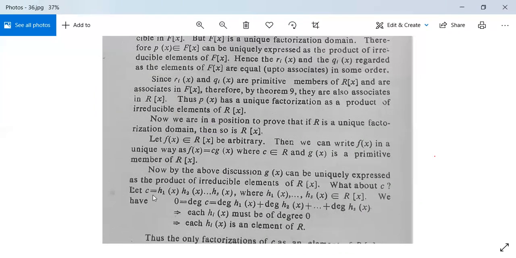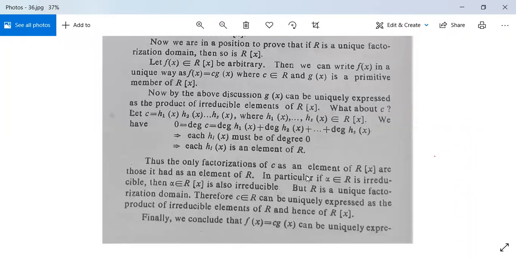Now, we see what we can say about c. Let c = h1(x) h2(x) and so on up to hs(x), where h1, h2, up to hs are all in R[x]. Then 0 = degree of c. Since degree of c is 0, it equals degree h1(x) plus degree h2(x) plus and so on plus degree hs(x), because c can be written as the multiplication of h1, h2, up to hs, and the degree of c is the degree of this product. It implies each hi(x) must be of degree 0. Therefore, each hi(x) is an element of R.